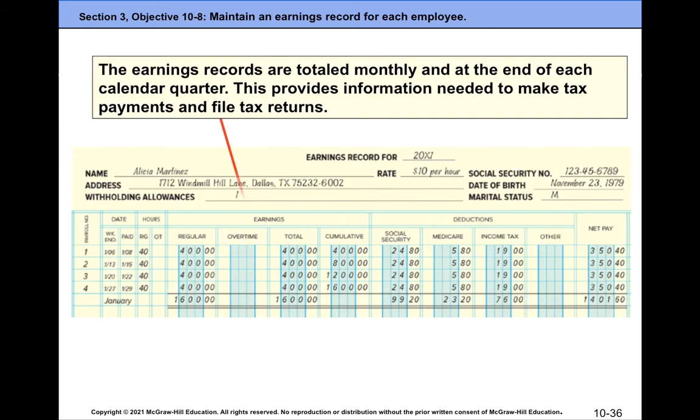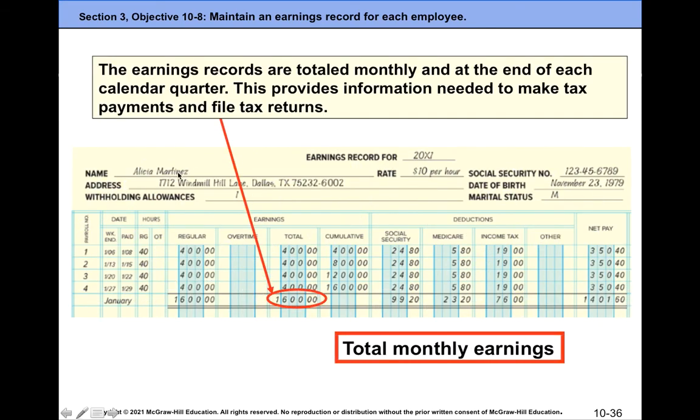So here is an example. It's for Alicia Martinez. You can see every payroll period. You can see her total earnings. You can see her Social Security, her Medicare, her net pay. This is just information for one employee, called an earnings record per employee, individual earnings record.